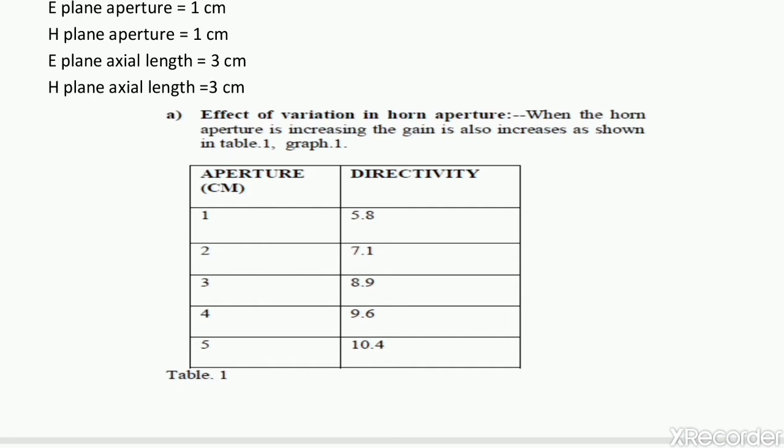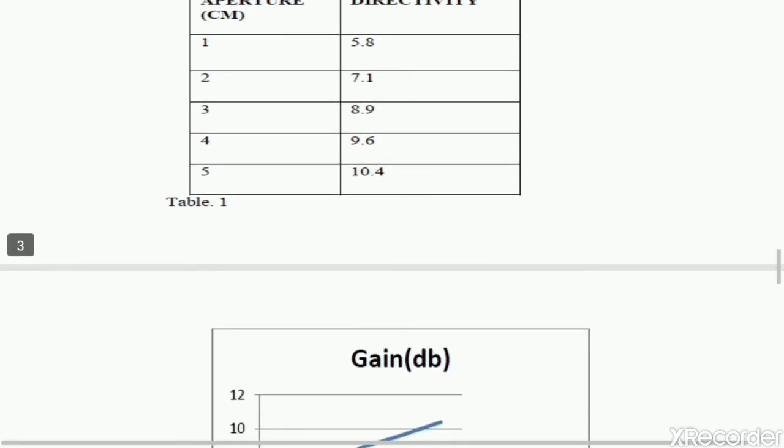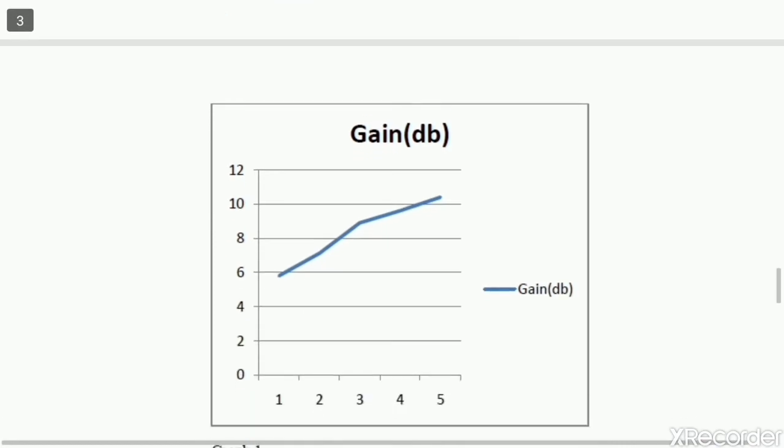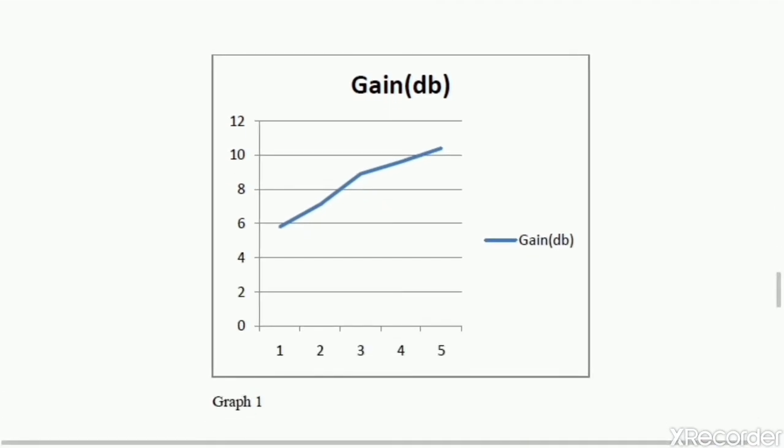So we can say that when the horn aperture increases, the gain also increases and the directivity also increases. This is the graph of gain, where we are increasing the aperture in centimeter and the gain is also increasing. It increases from 6 decibels to more than 10 decibels for a 1 to 5 centimeter increase in aperture.